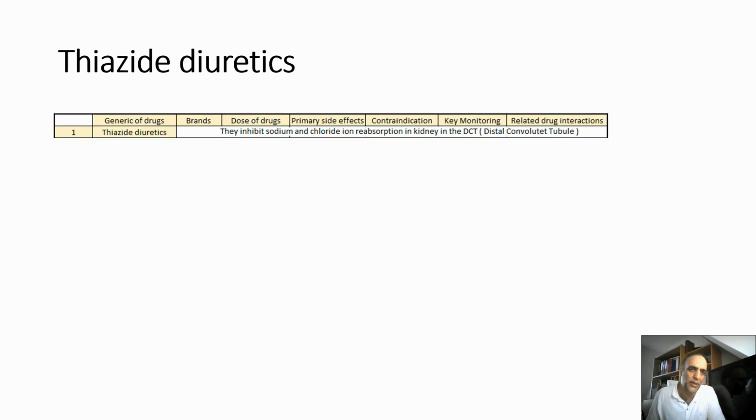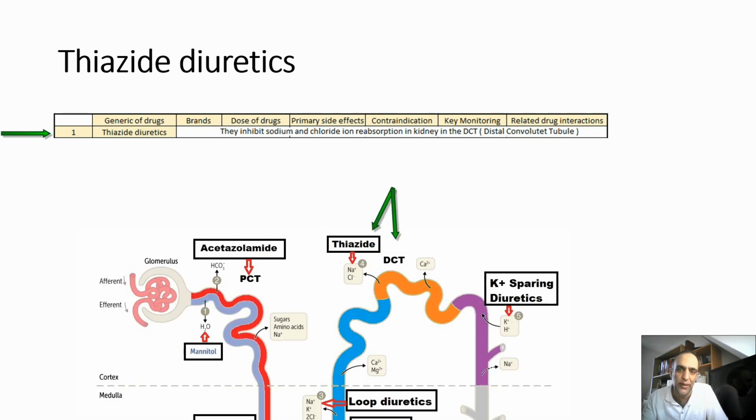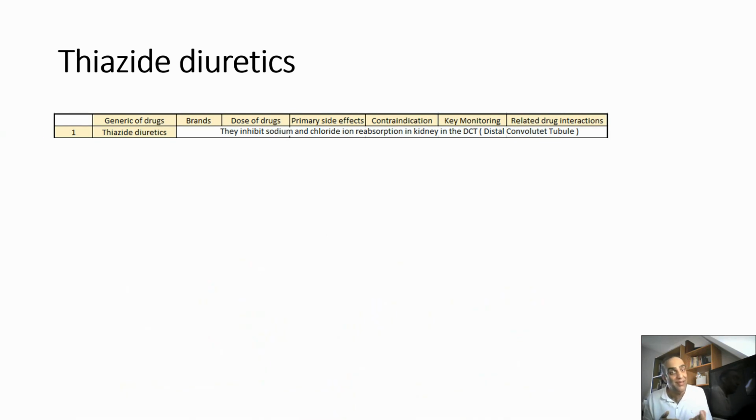In the thiazide diuretic, as I showed in the last picture, they inhibit sodium and chloride ion reabsorption in the kidney, in the distal convoluted tubule. It is the first step. Okay? Then sodium in the collecting ducts increases. In this situation, because of the high concentration of sodium, some of the sodium will be reabsorbed, and potassium excretion will happen. Okay? Mainly this absorption is not strong enough to increase the sodium of the blood, but it can decrease the potassium of the blood.